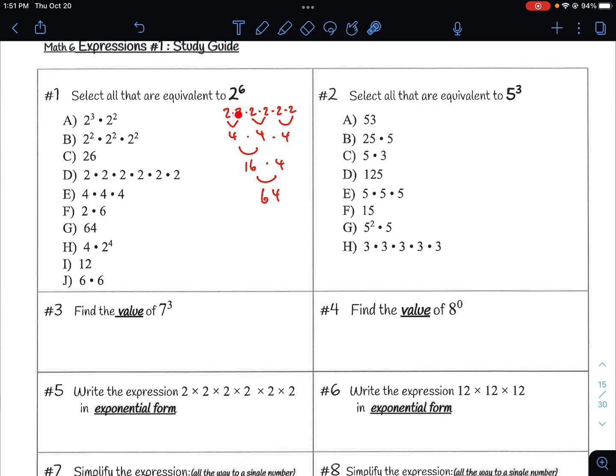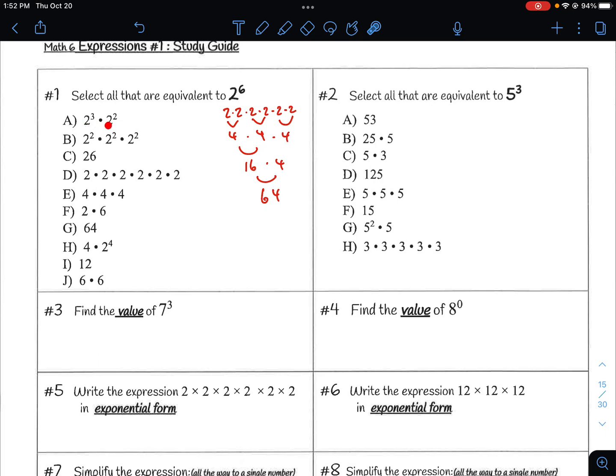You could have also said 2 times 2, which is 4. 4 times 2 is 8. 8 times 2 is 16. 16 times 2 is 32. 32 times 2 is 64. So we're looking to see if any of these expressions are equivalent to 64 if you simplified them. That's one way of doing it.